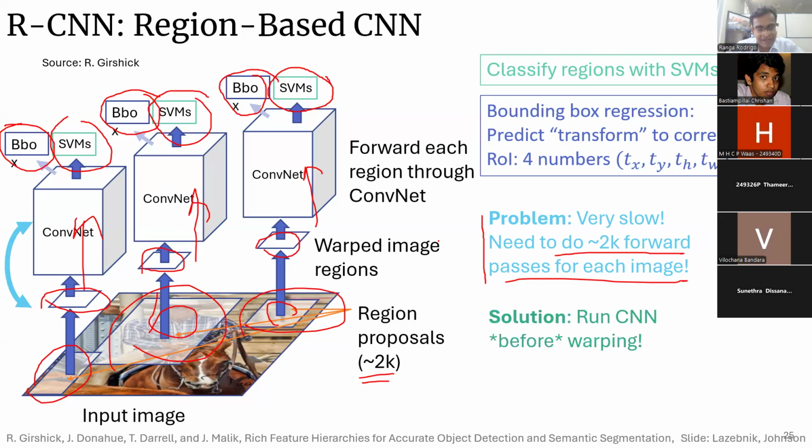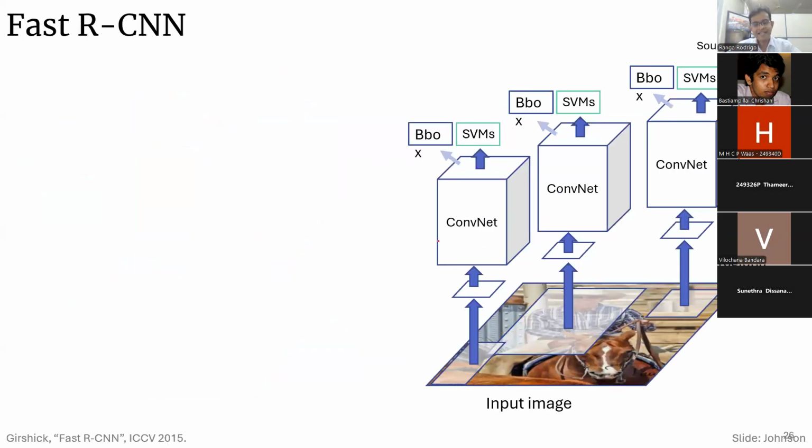Solution. Now you can see the beauty of this solution. Run CNN before warping. So that is the thing about the Fast R-CNN.